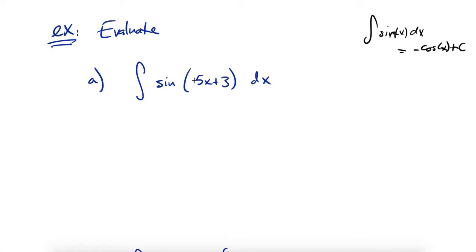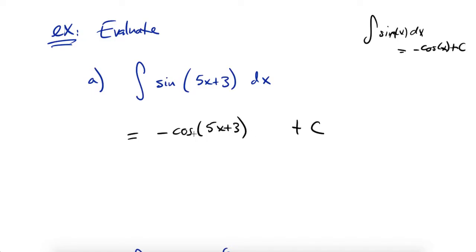Now, the issue with this one is, right, I've got this 5x plus 3 on the inside. So it turns out the fix for this isn't too bad. If you think about what the chain rule does, I would take the derivative of the outside function and leave the inside alone. So I'm going to take the antiderivative of the outside function and leave the inside alone. So I'll get negative cosine 5x plus 3, and then of course my plus c gets tacked on because we're doing a general antiderivative.